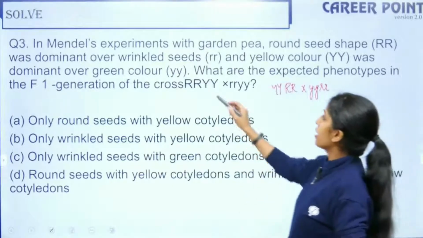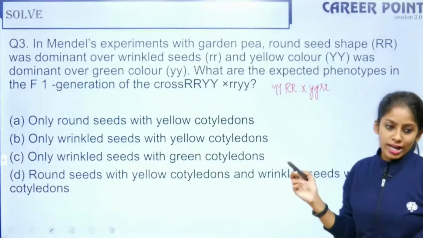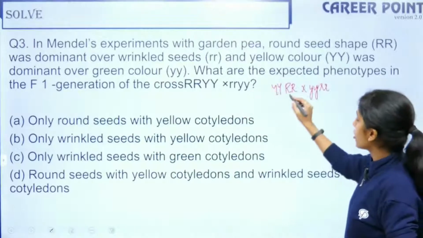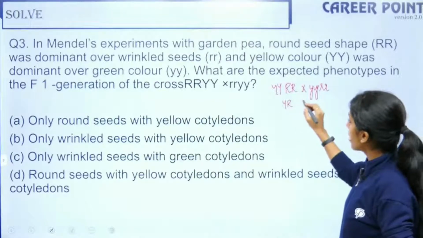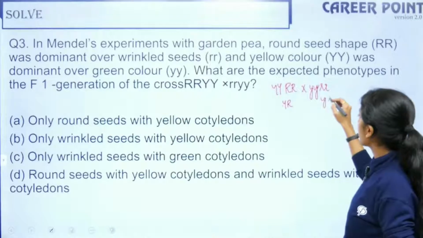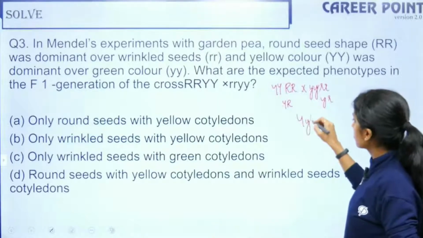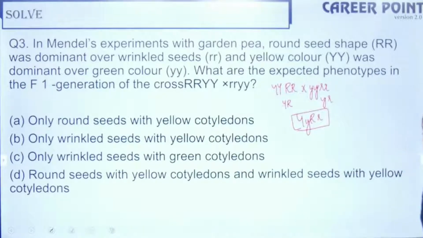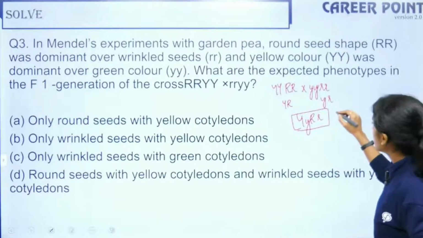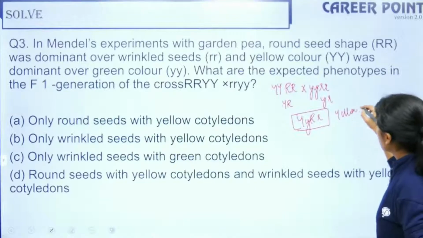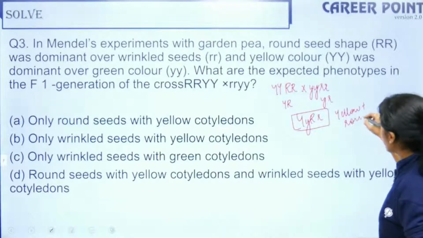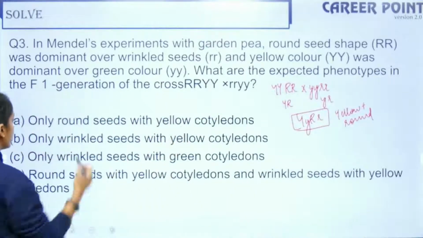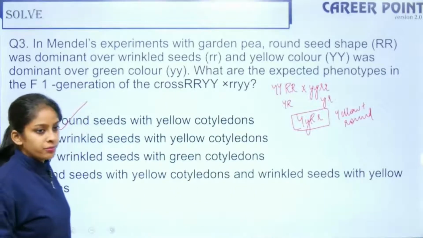Okay, so they have taken R first, I have taken Y first. That's all. It will not change anything. They are asking about the F1 generation. So here this will be the gamete, and here this will be the gamete. So this is the F1 generation, right? So this is yellow color plus it is round shaped. So only round seeds with yellow cotyledons. So this is absolutely right.